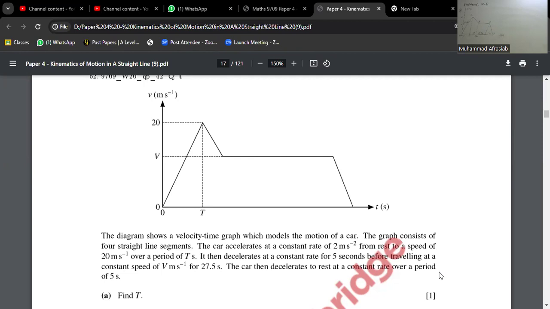The car accelerates at a constant rate of 2 meters per second squared from rest to a speed of 20 meters per second over a period of t seconds. It then decelerates at a constant rate for 5 seconds before traveling at a constant speed of v meters per second for 27.5 seconds. The car then decelerates to rest at a constant rate over a period of 5 seconds. Part A, find the value of t.